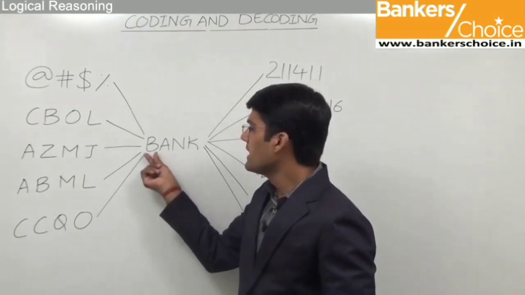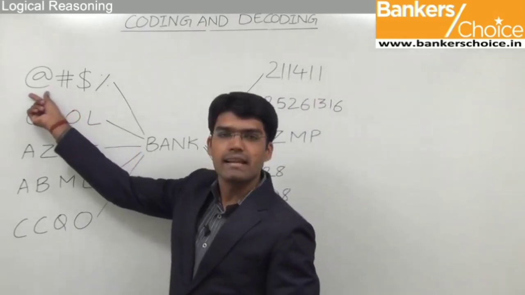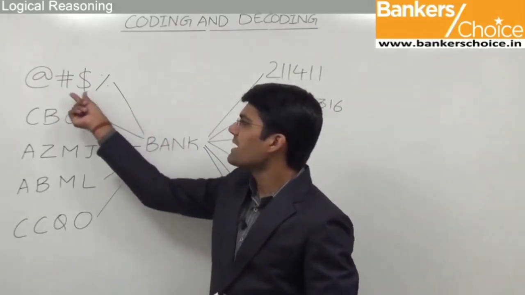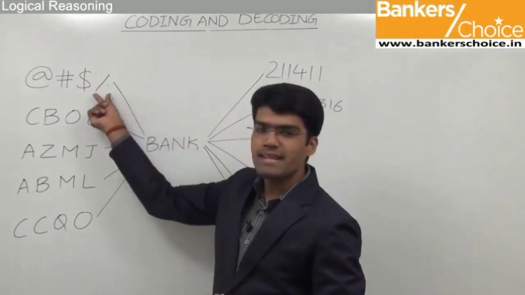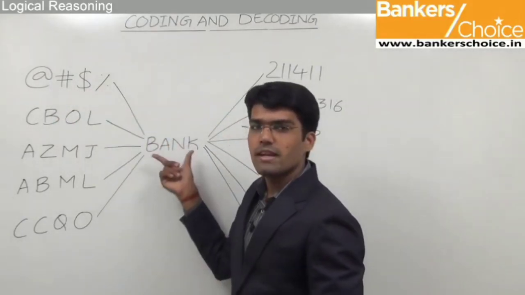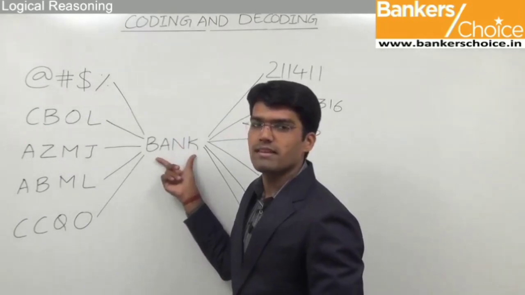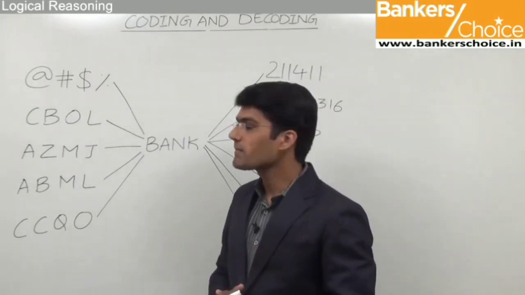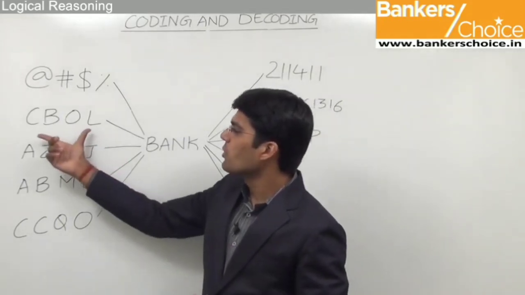For example, the letter B is taken as $, A is taken as hash, N is taken as $, and K is taken as percentage. So once we get to know the coded form of each of these letters, we can find out the code for any other given word. Let us now look at the second way of coding here.